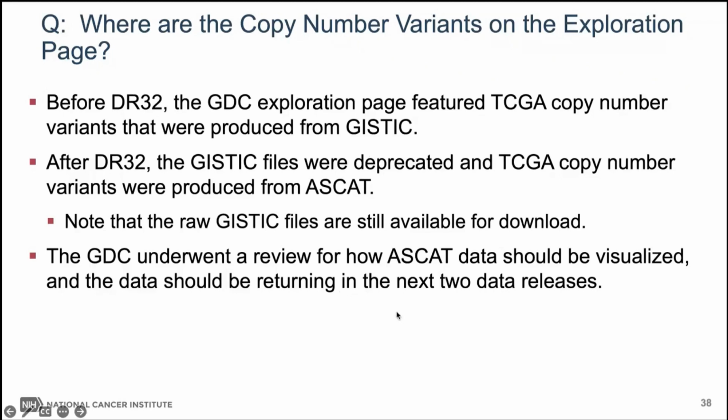The GDC underwent a review for how ASCAT data should be visualized, and the data should be returning to the Exploration Portal in the next 2 data releases. So if you're interested, all the files are available. Just right now, as of August 2022, the exploration copy number variants are not available.